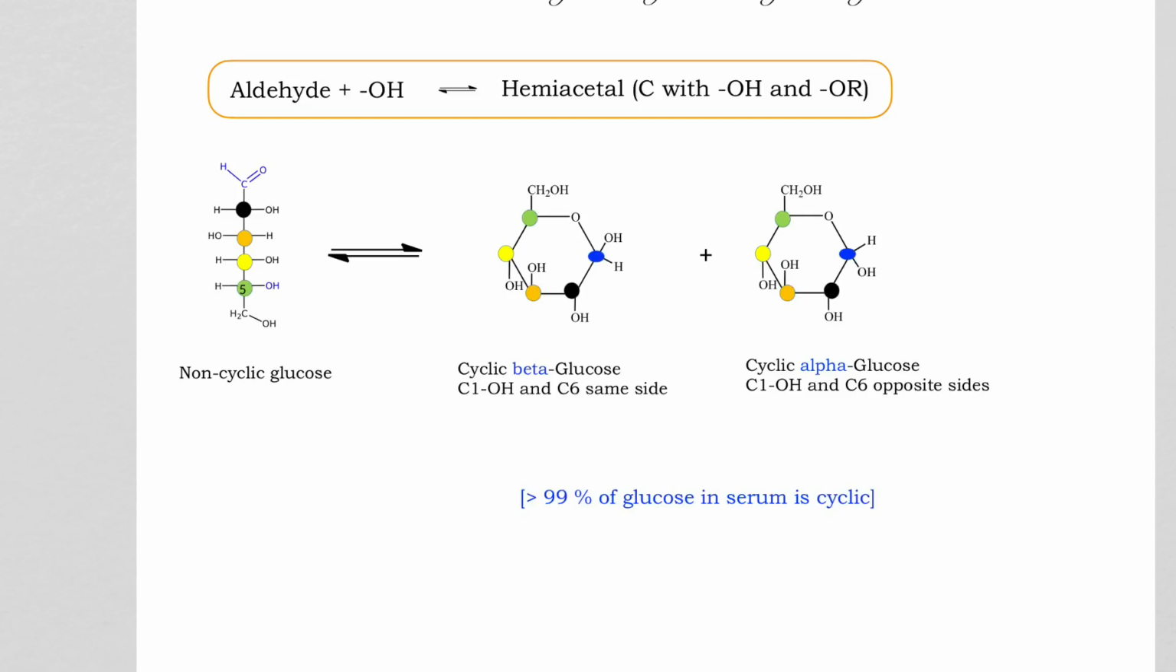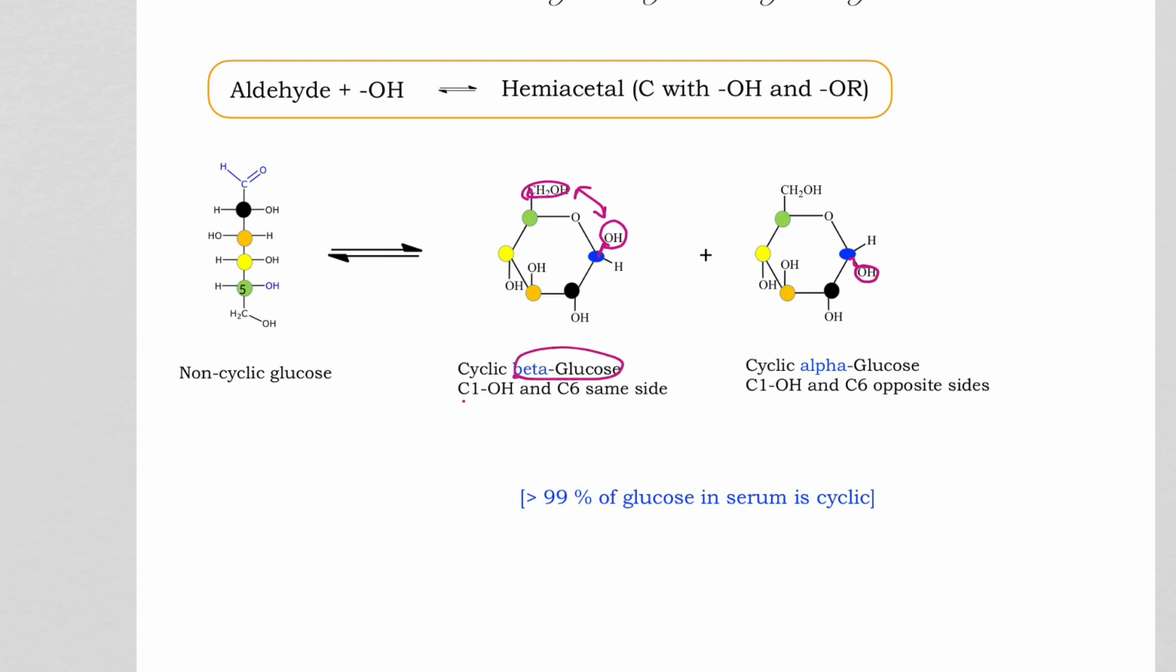Now notice that this new OH group can be found either above the plane of the ring or below the plane of the ring. Because this is a new OH group, the product can have OH either above the plane or below the plane. We usually use this as a reference point. In this case, both the groups are above the plane and we call this beta glucose.